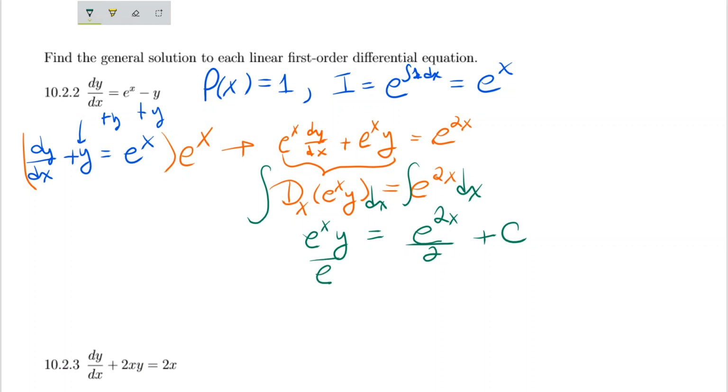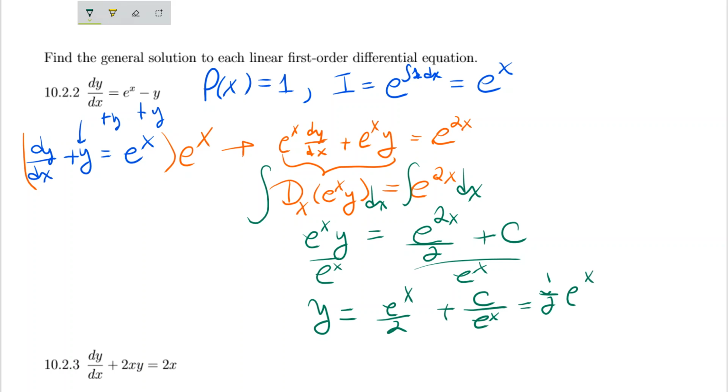Cool. And then I'm just going to divide by e to the x, so to get y by itself. That one's kind of boring. So over here I'm going to get y equals, I'll do this division, I'll just get e to the x over 2, and this one you'll get plus c over e to the x. Or if you like, you could rewrite this as 1/2 e to the x plus c e to the negative x. That looks a little nicer. Kind of like that better. Same diff. Good times. So this is my solution.